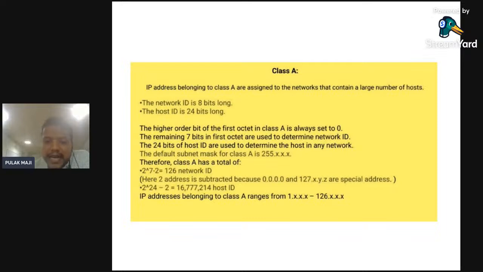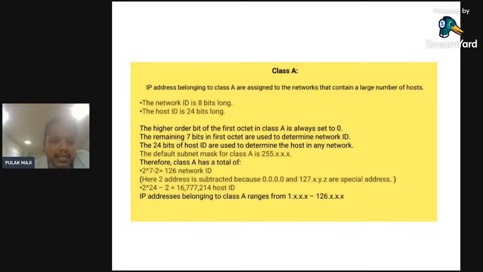1 to 126, that we are finding here, 1 to 126. And how we can find it is very easy, by looking only at the first octet. By looking only at the first octet and applying this method, I can easily find out the range of class A IP addresses, that is 1 to 126. That is the first point you need to understand.